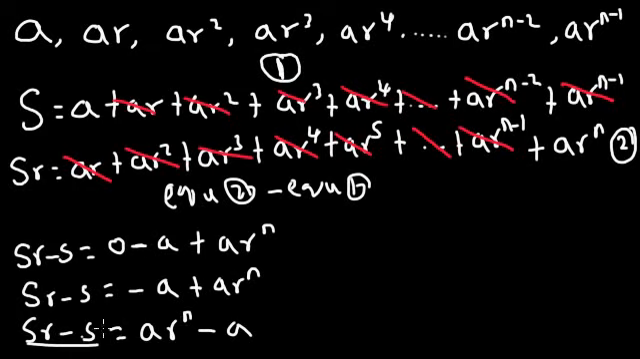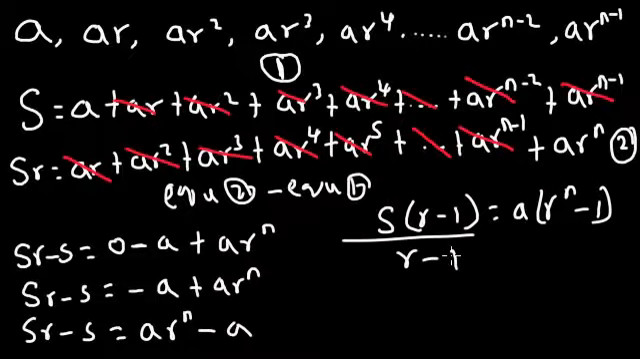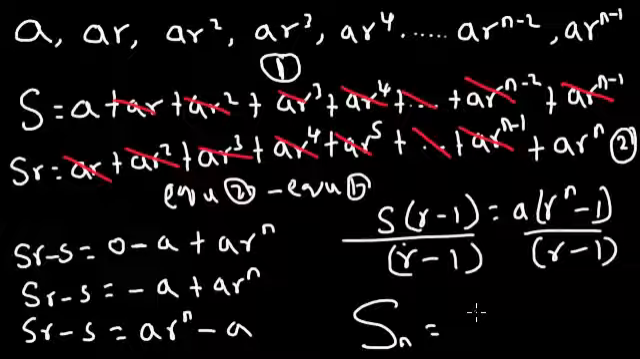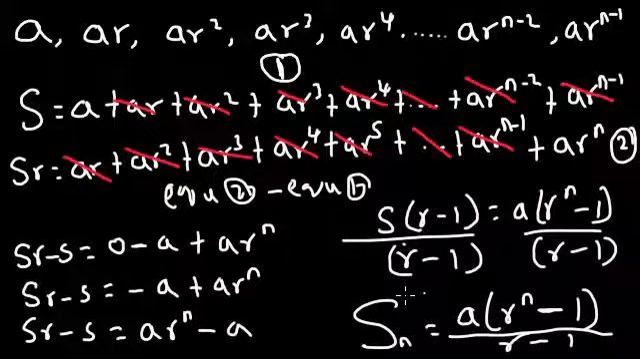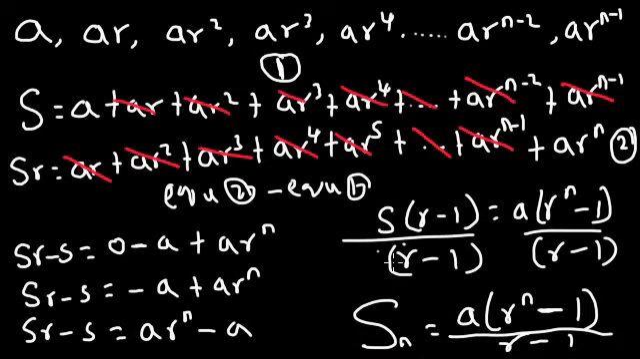So at this point, let's factor out S at the left hand side and factor out a at the right hand side. Then we have S in the bracket of r minus 1 equals a in the bracket of r to the power of n minus 1. So now dividing through by r minus 1, we have the sum of the terms equals a multiplied by r to the power of n minus 1 divided by r minus 1. And this formula is effective if the common ratio is greater than 1.